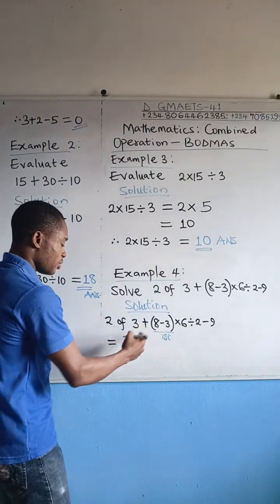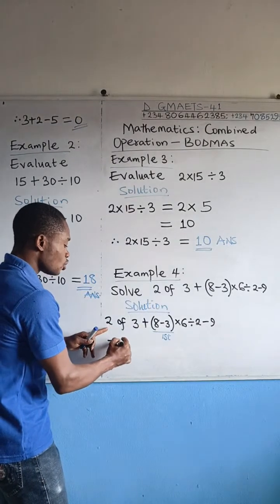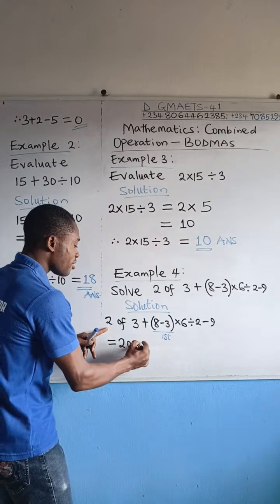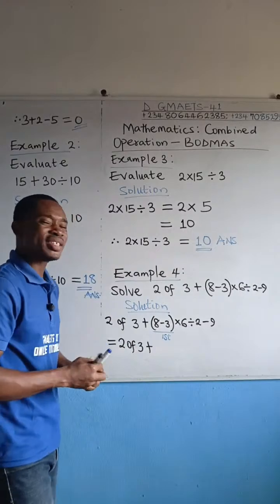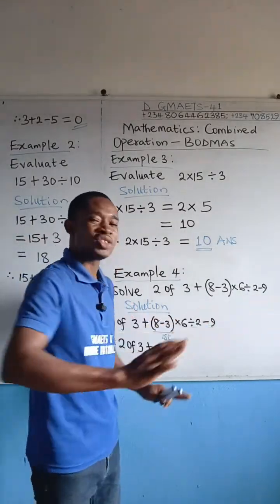Finish up with what you have in the bracket first. So this will be written as 2 of 3. Write it exactly the way you see. Be bringing them down. Are you getting me? Don't be scared of working on it on a straight line.